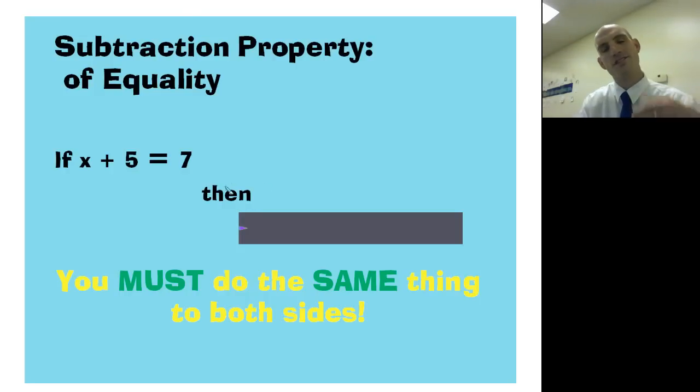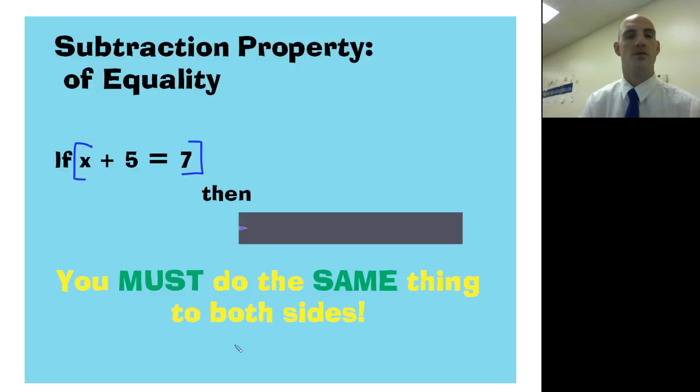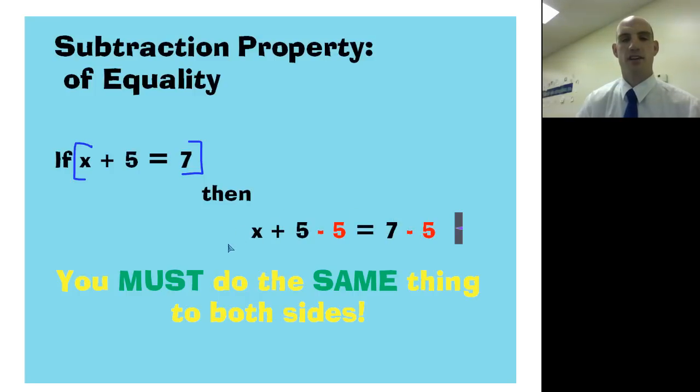And so when we start to subtract and add and do all these things, we're going to talk about these properties. The subtraction property of equality. The subtraction property of equality says if we subtract something from one side and the other side, it's equal. So let's look at this example right here. x plus 5 equals 7. The subtraction property of equality says I can subtract something from both sides.